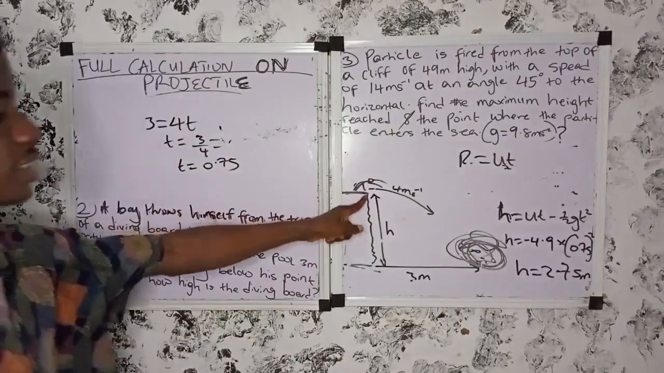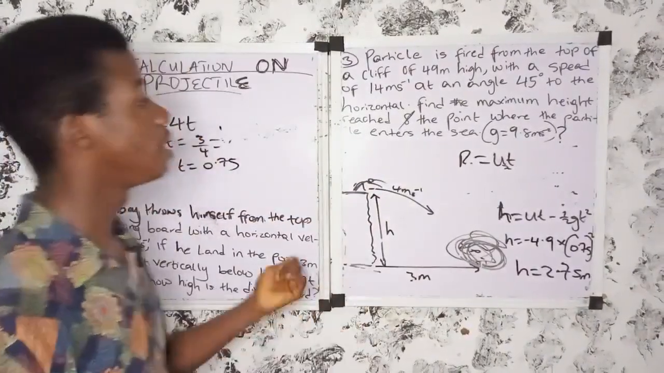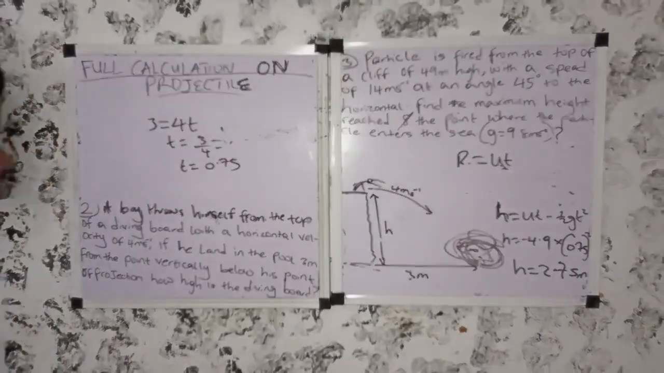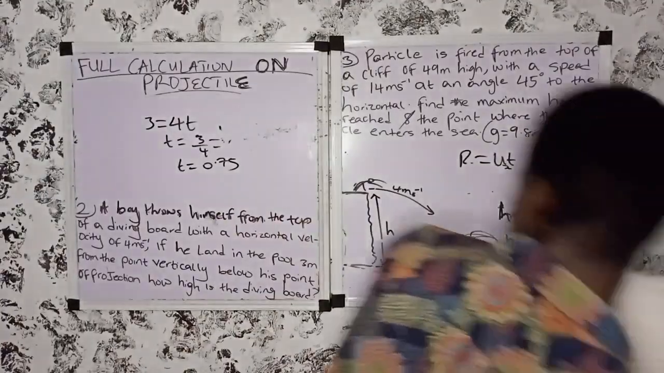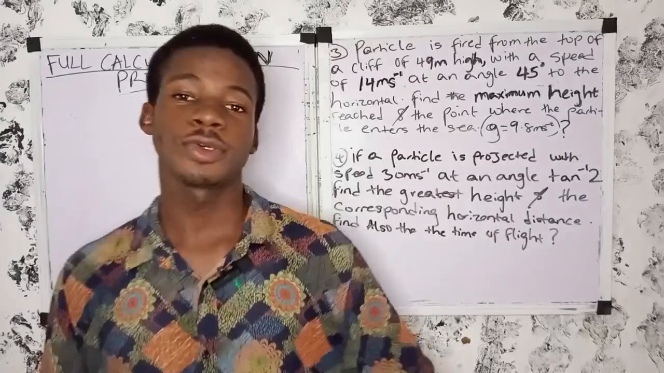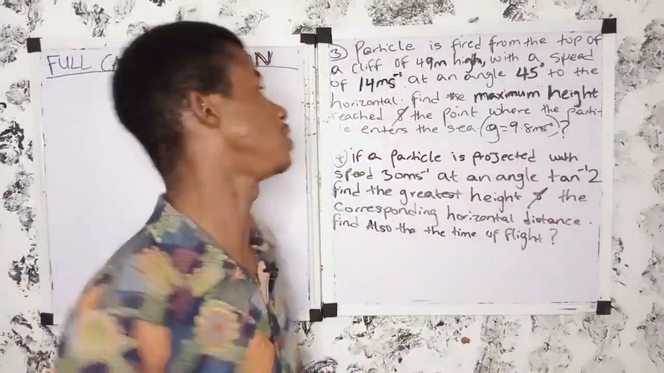Okay, so the height of the diving board is 2.75 meters. Okay, so let's move to the third question. So let's continue with the next question, which is question 3.